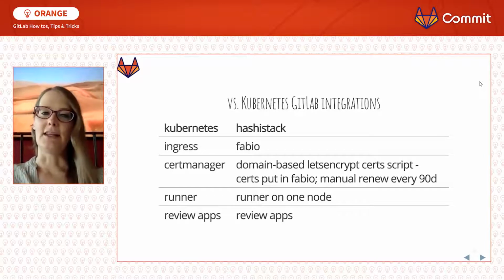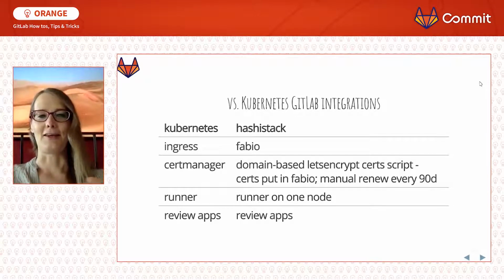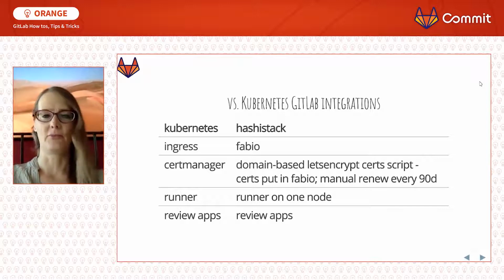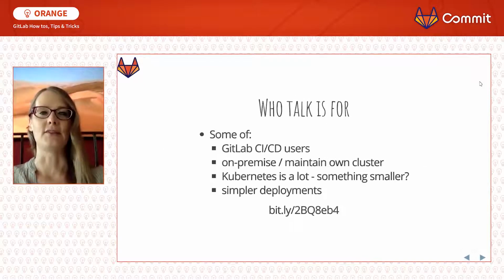I install a GitLab runner just like with the other stack, the Kubernetes stack, on one of the nodes in the Nomad cluster, so I can do CI/CD. And in the end, each of them are going to make review apps, just the same URLs, same kind of names and addressing. So who is this talk for, most likely?